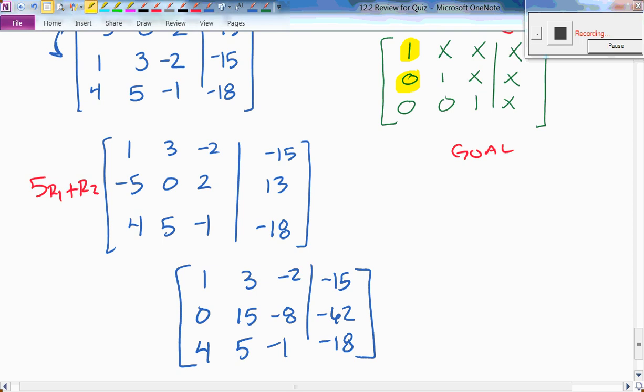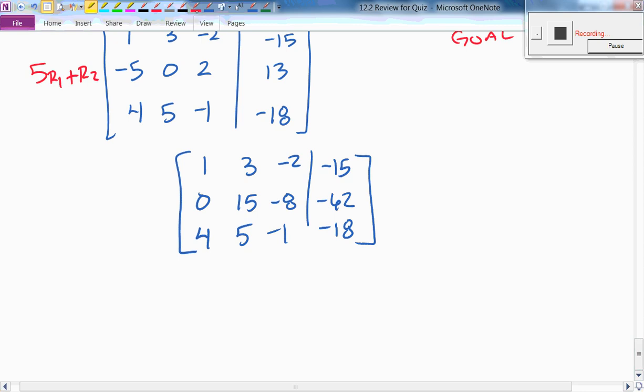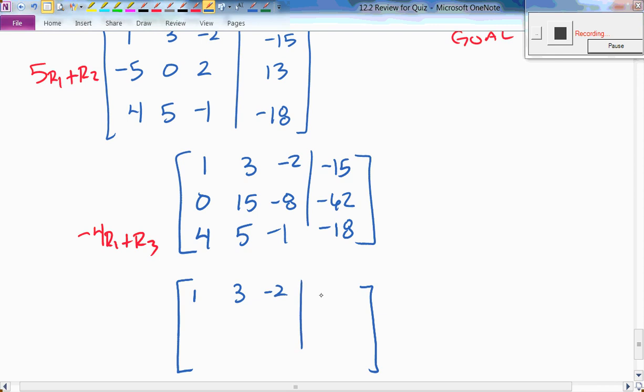Okay, next thing we have to do. We need to get a 0 there. How do we get a 0 there? Multiply what by -4? So, -4 times row 1, and we're going to add that to row 3. So far, so good? Okay, good. Are we doing anything to the first and second rows? No, we're not. Just leave them alone, right? 1, 3, -2, -15, 0, 15, -8, -62. That's going to be a 0. It's designed to be a 0, right?